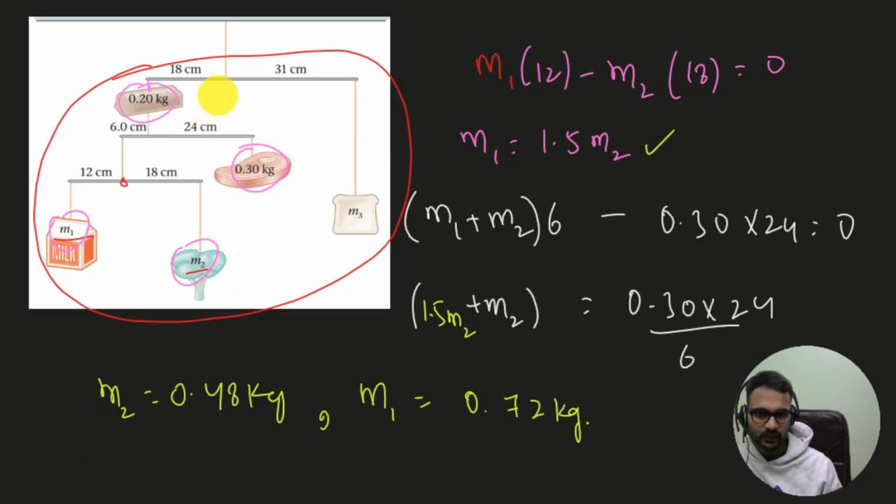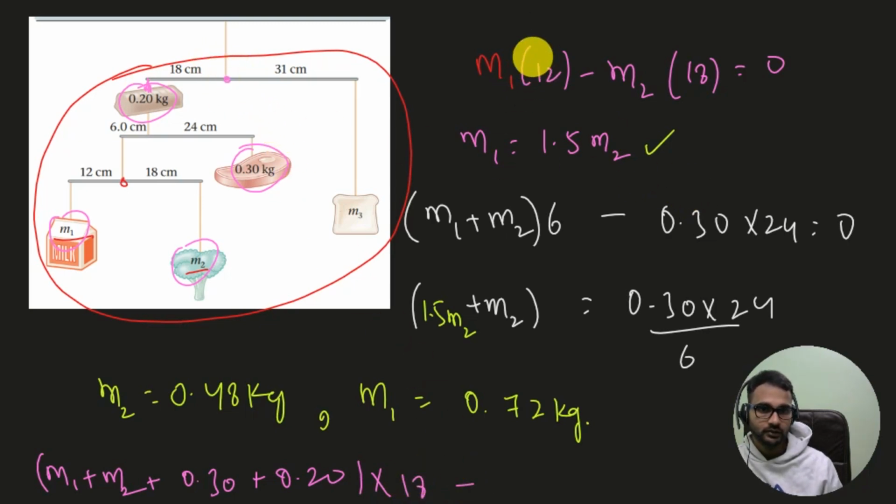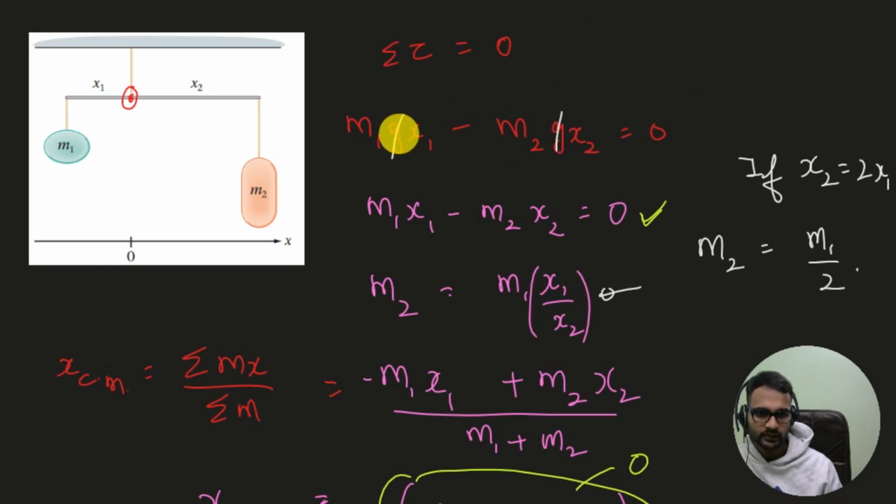If I'm balancing the torque about this point, I can write that M1 plus M2 plus 0.30 plus 0.20, this is the total mass hanged at this point, multiplied with 18. This is the torque, minus. One more thing, I'm not considering the acceleration due to gravity g. You may say that you should take m1 g and then 12, but that doesn't matter here because this g and g will cancel, as we saw before, so no need to consider g because ultimately it will be cancelled.